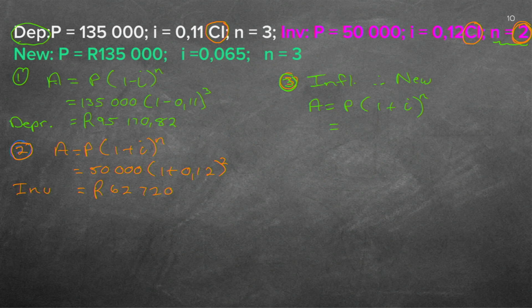I'm going to start filling in the values. 135,000, 1 plus the inflation is 0.065, and the amount of years is 3. Good. And if I do that, I get the amount of 163,073 Rand and 20 cents. This is for the new computers.